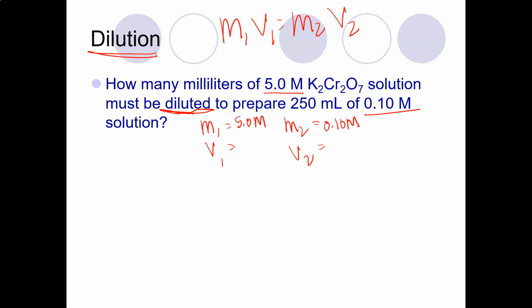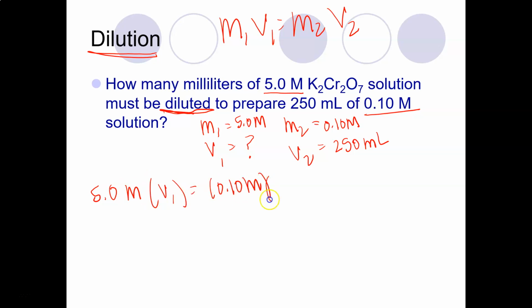Volume. Well, the question says how many milliliters of 5.0 molarity, so what I don't know is the volume that goes with the 5.0 molarity, must be diluted to prepare 250 milliliters of 0.10 molarity. So the molarity and the volumes are always going to clearly go together. So M1V1, M2V2, 5.0 molarity, I don't know V1. 0.10 molarity, 250 milliliters. I'm going to multiply 0.10 times 250, divide both sides by 5.0. V1 is going to be 5 in my calculator.